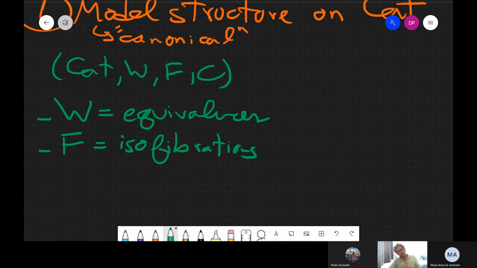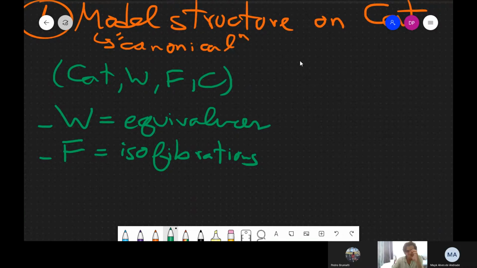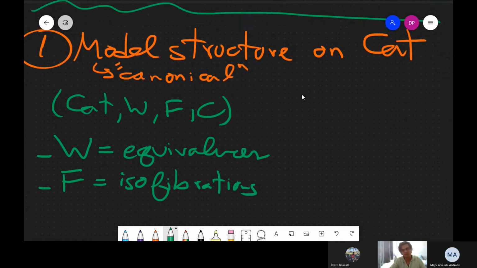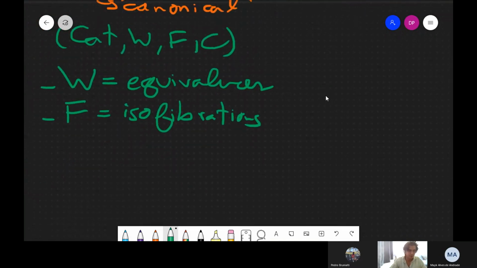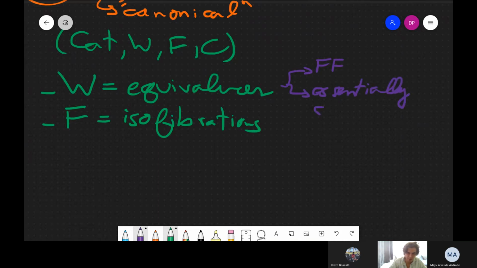And the reason I'm actually talking about the model structure on Cat now is because it really resembles the model structure on bicategories on so many levels. In fact, it can be shown that the model structure on bicategories is induced by this model structure here, at least on 2Cat. So equivalences are just fully faithful and essentially surjective functors.